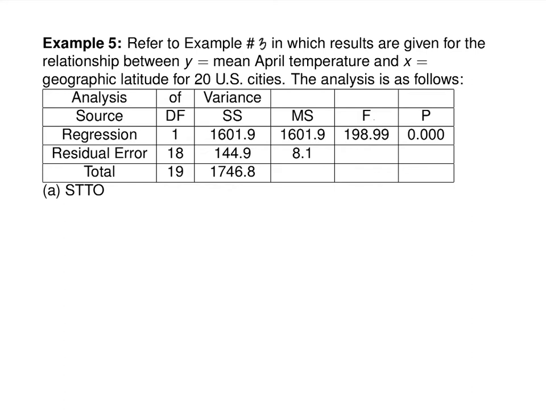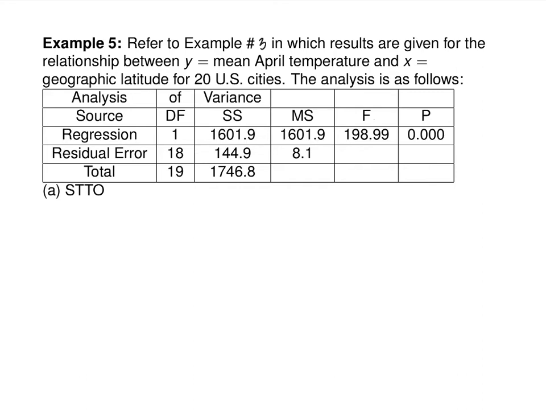Okay, so let's refer back to example number 3, in which results are given for the relationship between mean April temperature and geographic latitude. And here is the analysis you might see if you put that data into some statistical software to find that regression line. So we want to talk about how we find all those pieces that give you that R squared.